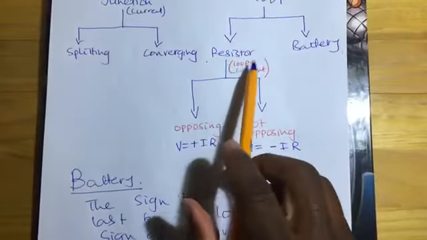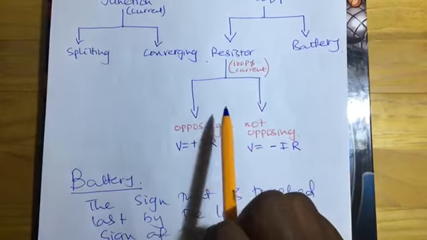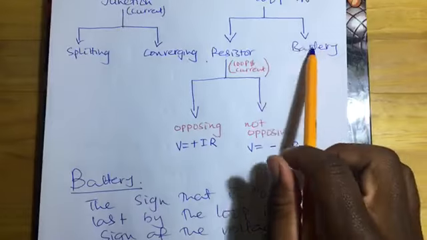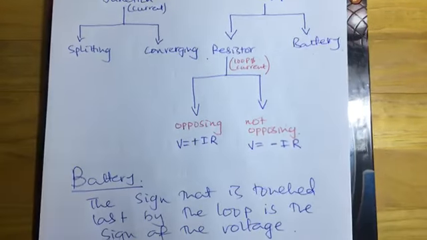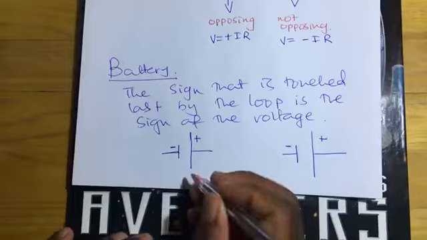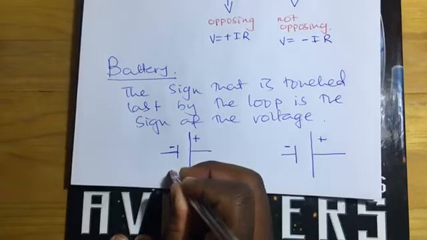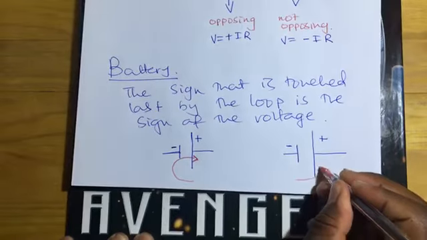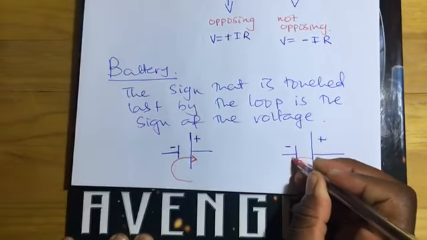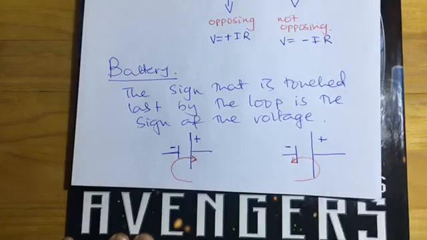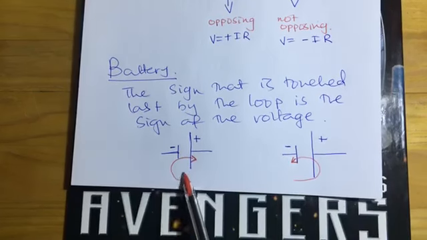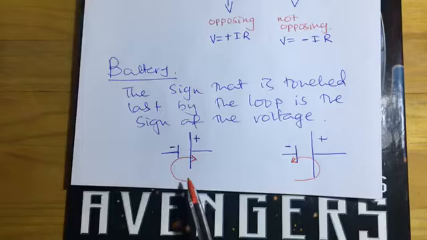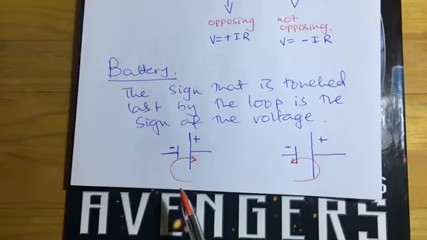We said there are two scenarios for a resistor, either opposing or not opposing. There are also two scenarios for a battery. Okay? The loop, imagine the loop is going in this direction. In this case, the loop is going in this direction. Let's follow this loop closely.